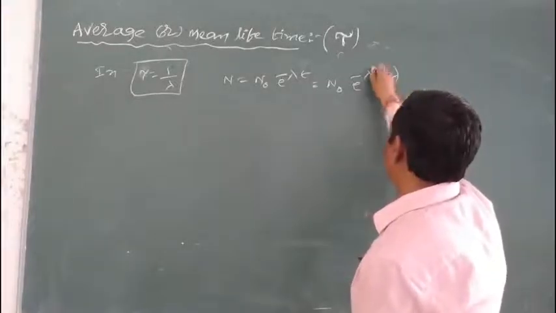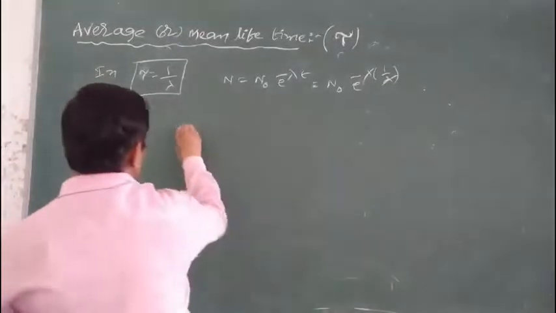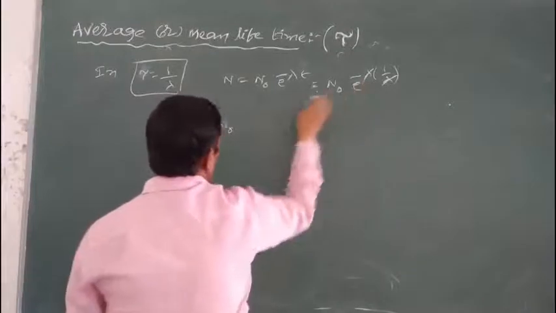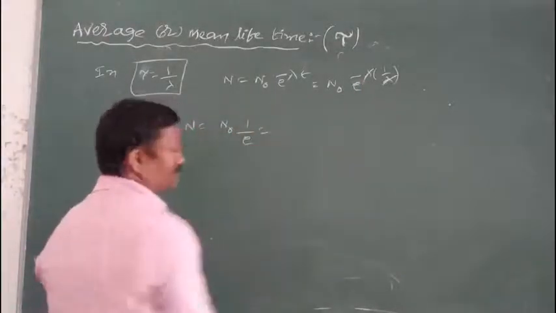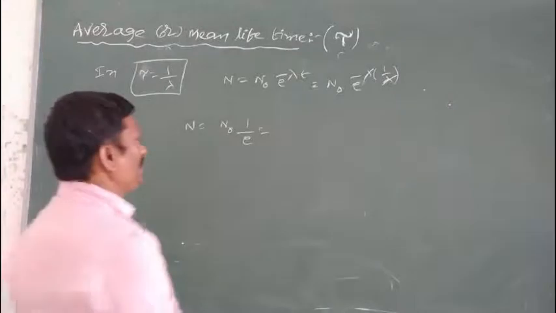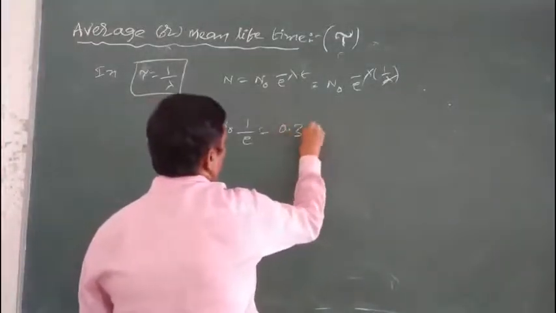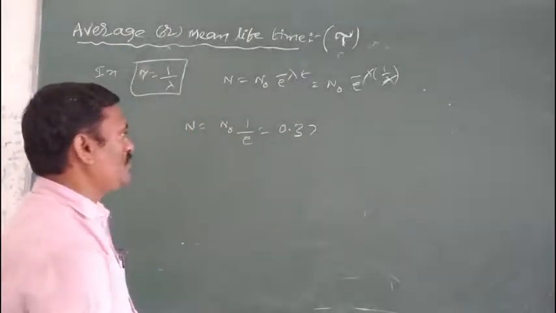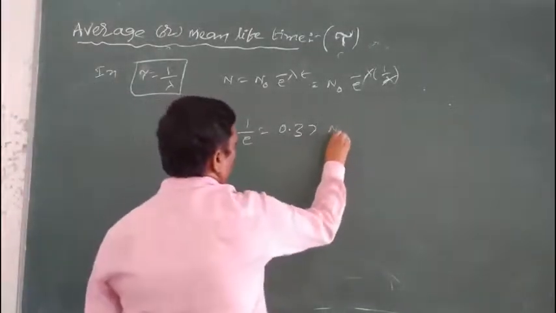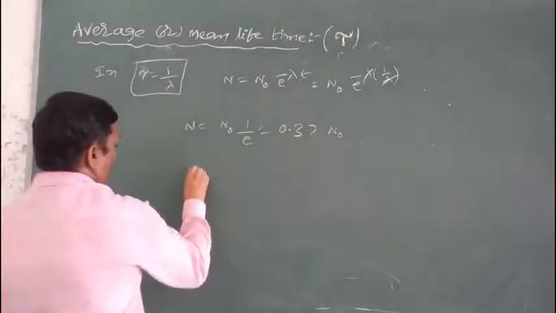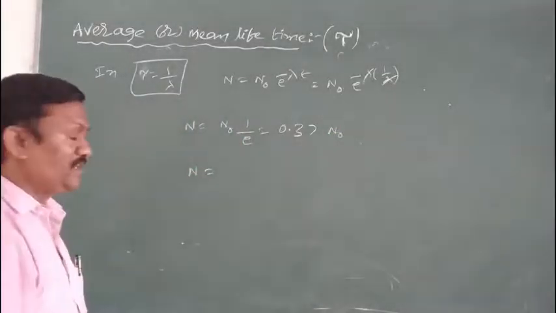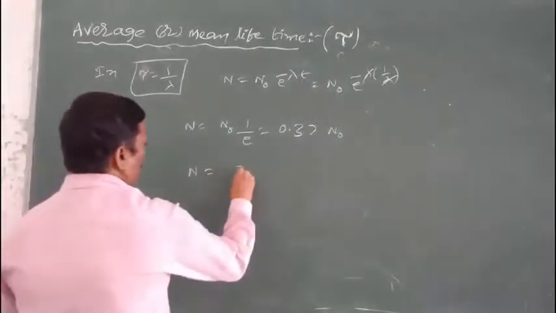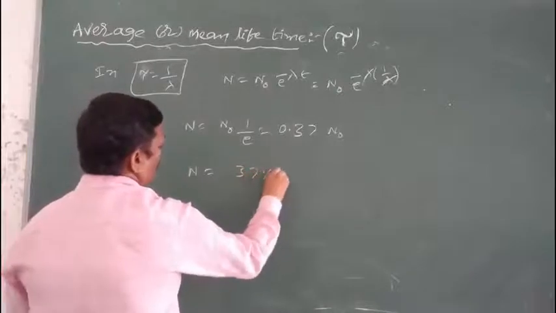This lambda and this lambda is cancelled. So N is equal to N naught into e power minus 1. E power minus 1 means 1 by e value, 0.37, almost 1 by e value, almost 0.37 of N naught. So in case of average lifetime, the percentage of atoms undecayed is nothing but 37%.